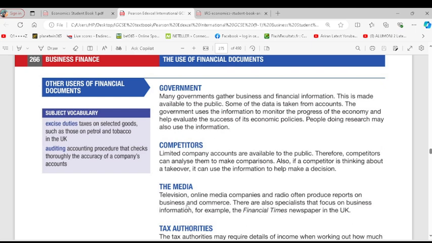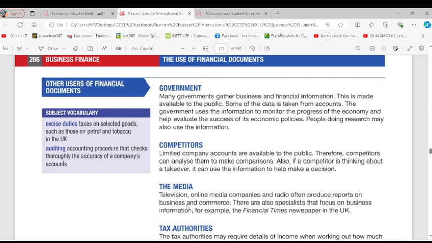Government. Many governments gather business and financial information. This is made available to the public. Some of the data is taken from accounts. The government uses the information to monitor the progress of the economy and help evaluate the success of its economic policies. Governments take charge of the country. They try to use financial information to know if the economy is doing well or not, through business. If businesses are doing well, it means the economy is doing well, and this will be a result of government decisions and policies.